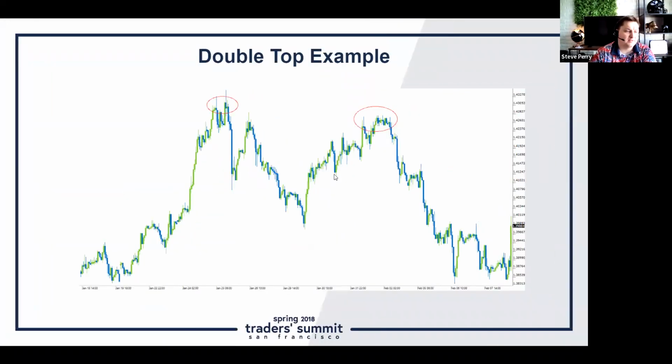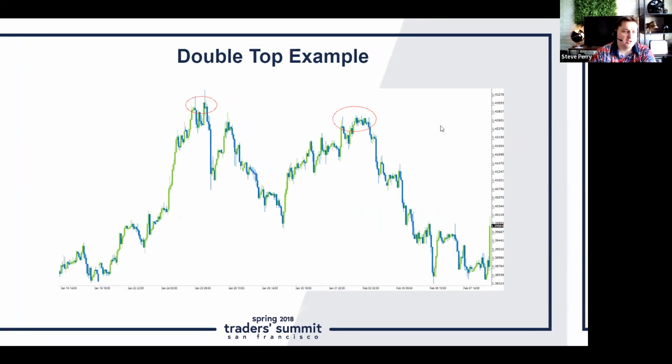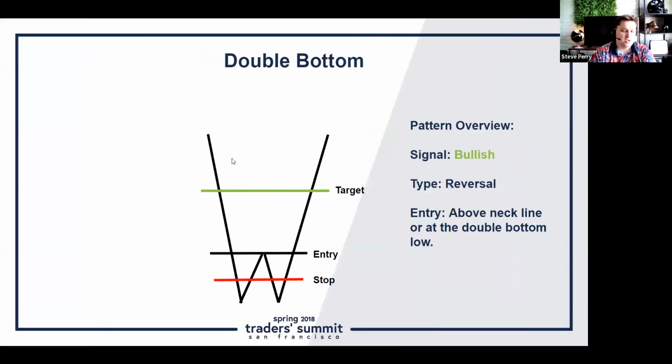Here it is in practice. This is what it would look like with a real life example. You've got a market that comes up, comes down, retests, fails, and then just gets rejected. So you're looking for that type of phenomenon. The double bottom is the same thing, just on the opposite side. You're looking for a market that comes down, forms a support, creates a neckline, tries to go again, fails, and then ultimately decides to go to the upside from there.